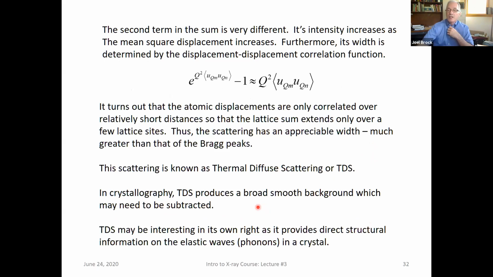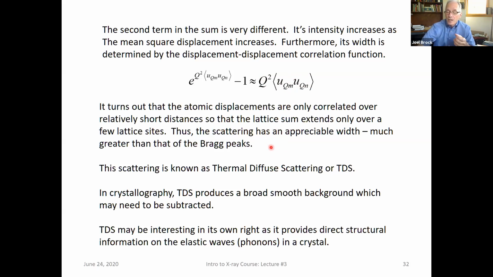So the second term now looks something like this. I expect these correlations to be small, so I can expand the exponential. So e to the x when x is small is 1 plus x. So I have this thing minus 1 is just x, and I get this term down here. All right. So this is q squared times correlation. So I'm looking at the correlation between displacements on the nth atom to correlations on the nth atom. In the simplest case, they aren't correlated, so this is 0. If they are correlated, they're typically only correlated over very short distances.